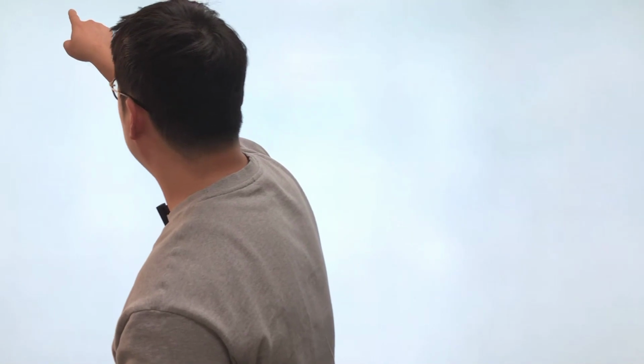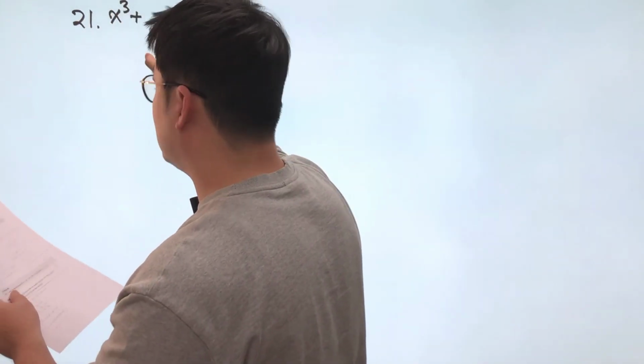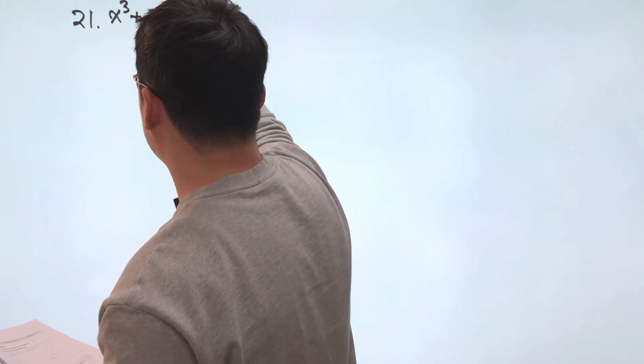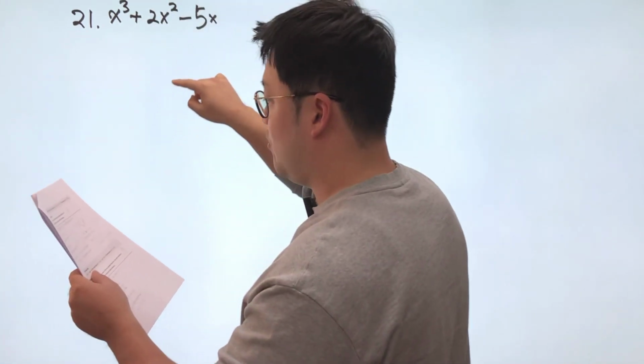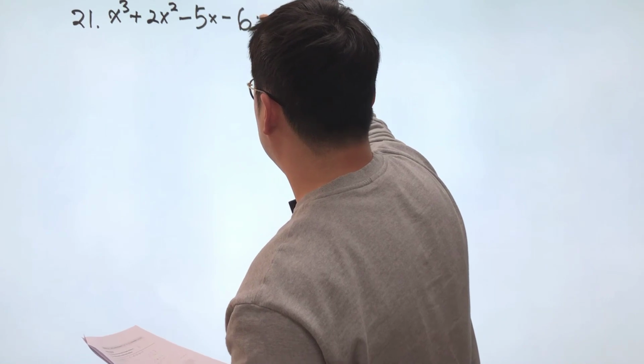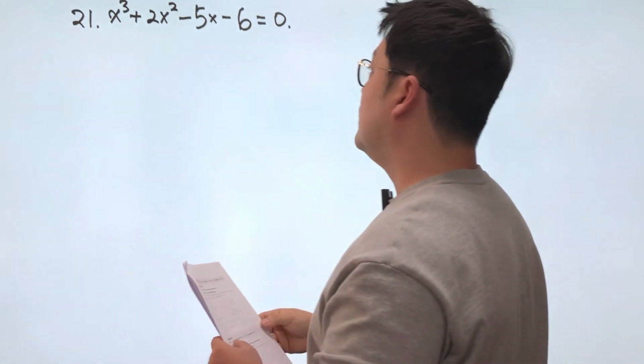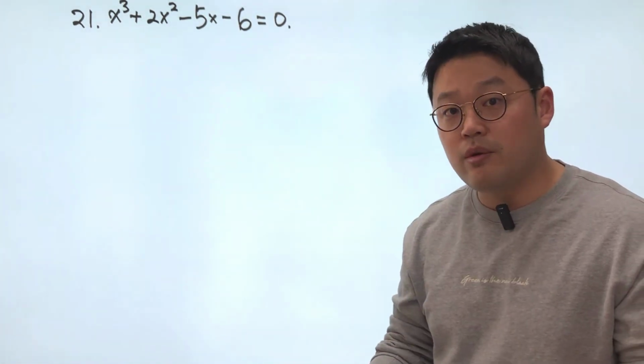Hi everyone, let's go to problem 21. Let R, S, and T be solutions of x cubed plus 2x squared minus 5x minus 6 equals 0. Okay, so we need to use the rational root theorem accordingly.